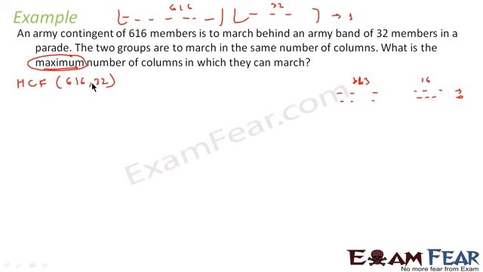Just apply the formula. Here the question says there are two armies, 616 members and 32 members, and we are asked to arrange them in such a way that the number of columns is maximum. First, we could have arranged them in column 1 only, where everybody was standing in the queue, but here we are not getting the maximum columns. Second, we tried to arrange them in 2 columns, 16 each, we were able to do, but we are still not sure whether the number of columns is maximum or not. We tried for 3, but we could not because 3 is not a common factor.